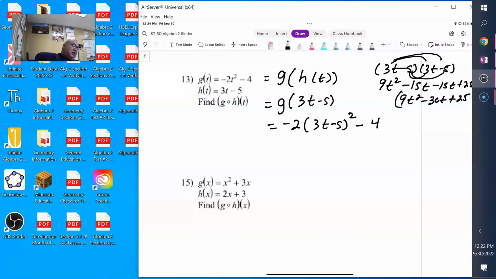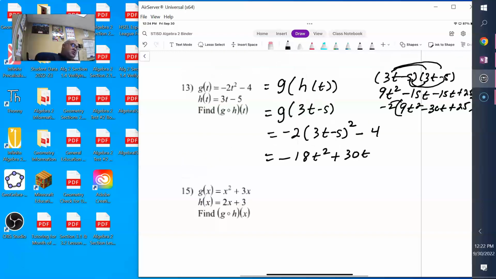And since you're going to multiply by negative 2, I'll do it right here. Negative 2 times 9 is negative 18t squared. Negative 2 times negative 30 gives you positive 30t. And then negative 2 times 25 gives you negative 50 minus 4. Combine like terms. So it's going to be negative 18t squared plus 30t minus 54. So yeah, this one was harder than the one that I did in class.